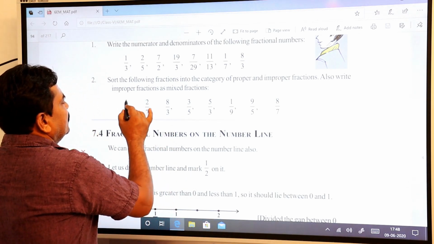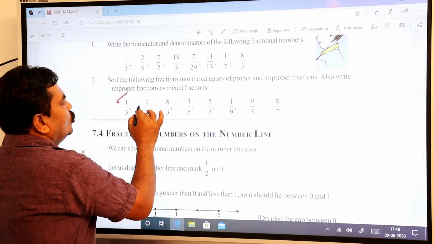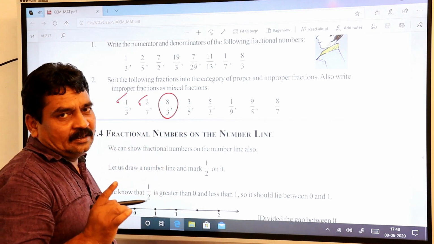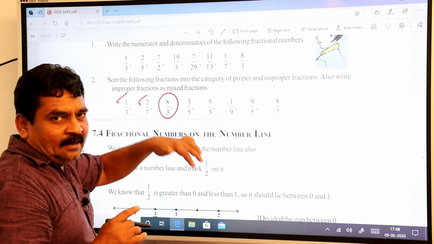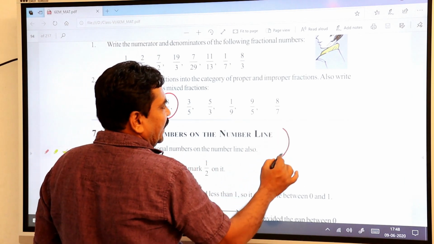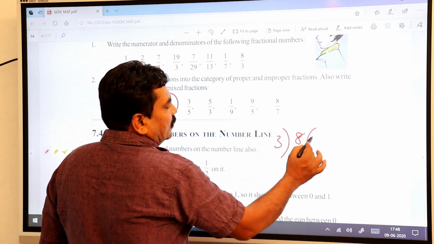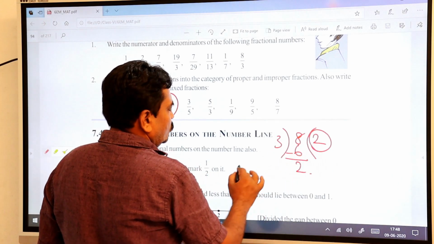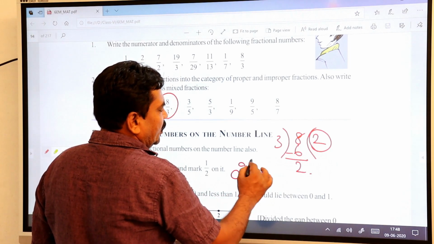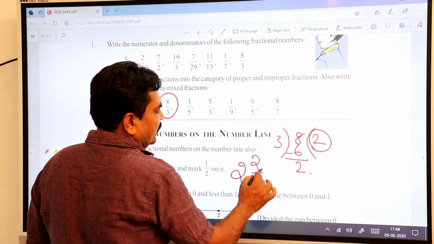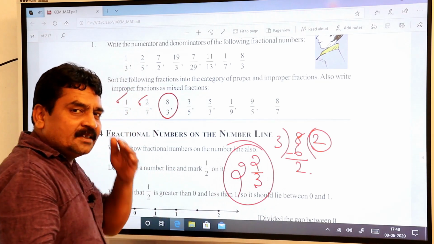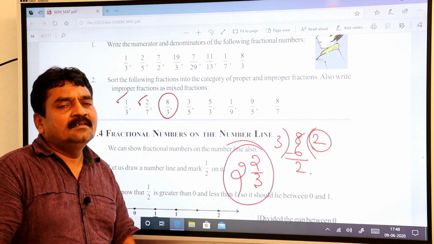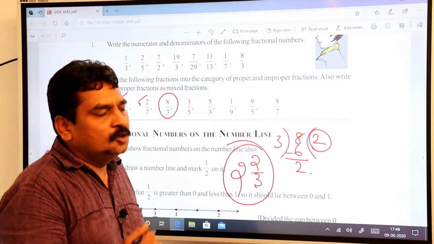Example, this is a proper fraction, 1 by 2. 2 by 7 is also a proper fraction. 8 by 3 is your improper fraction, because the numerator is more than the denominator. So you just divide. 3 2s are 6, remaining 2. So first the quotient 2, then the remainder 2, then the divisor 3. So 2 2 by 3 is your mixed fraction form for the improper fraction 8 by 3. In that way you are going to do the problems.